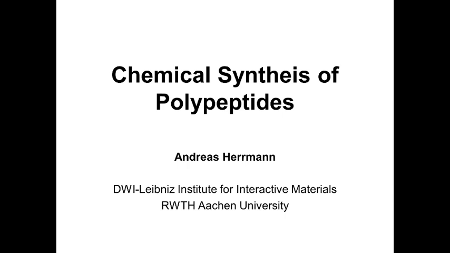We have seen in a previous lecture what polypeptides look like, what the structure of a polypeptide is. We have learned that they consist of alpha amino acids that are connected via peptide bonds. In the lecture today, I would like to show you how we connect individual amino acids in a sequence-specific manner by chemical means.